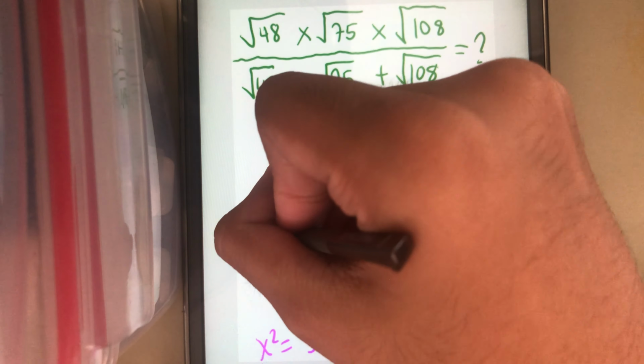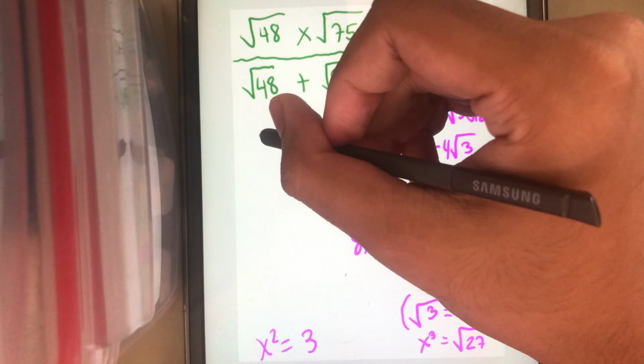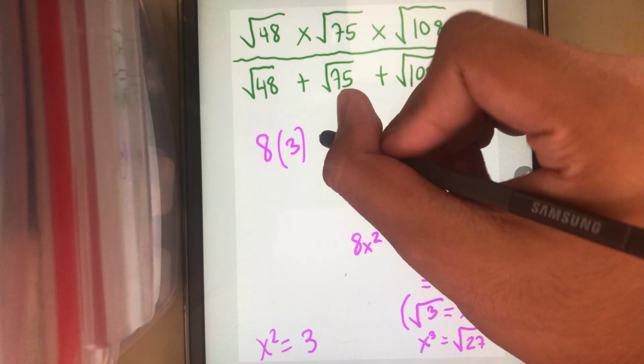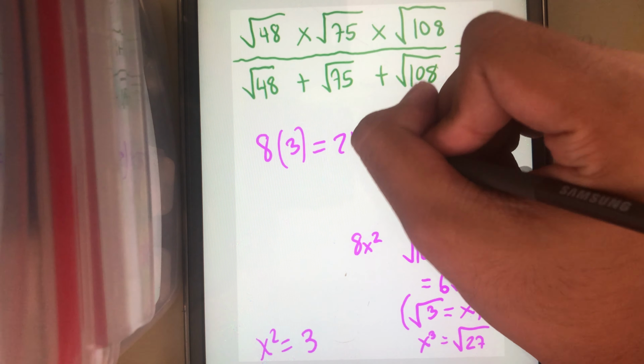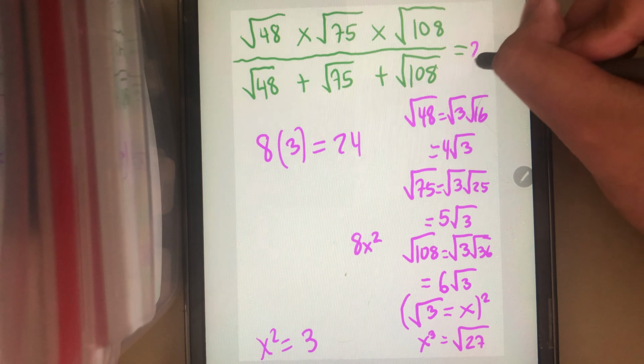Now, let's plug in the value of 8x squared. x squared is simply 3, so we put here 8 times 3 equal to 24. And 24 is our final answer.